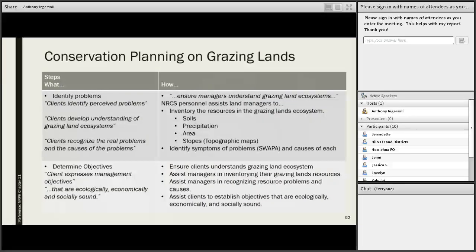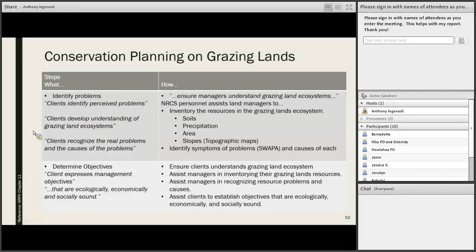Okay, a slide with a lot of words, I know, but I put this in here for your reference. I pulled this out of the National Range and Pasture Handbook again. Chapter 11 is all on conservation planning on grazing lands, and that chapter really works to break down that planning process, talk about what we're trying to do in each step and how we do it.